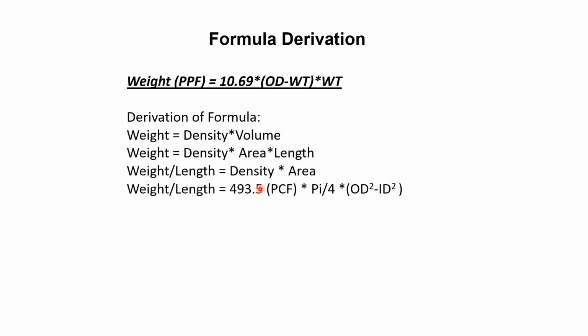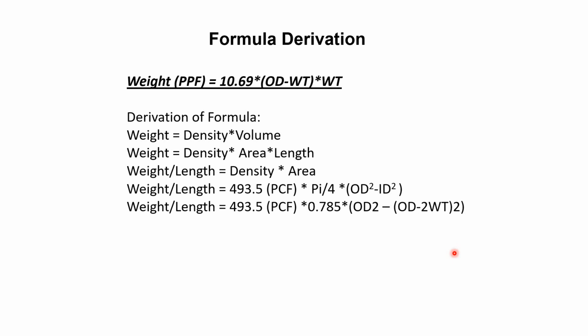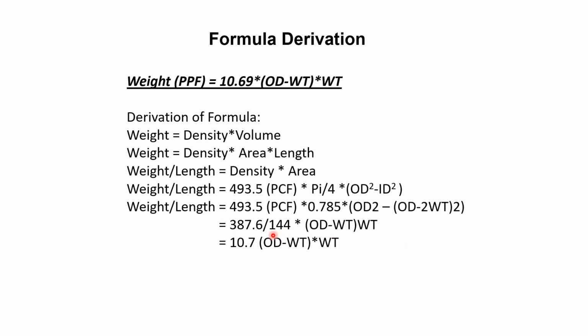So we put in the steel density, 493.5 PCF, and the area of the coiled tubing string, meaning the whole hollow pipe: pi by 4 into OD squared minus ID squared. And then when we solve this formula, we end up with this relation: 10.69 into OD minus wall thickness, into wall thickness.